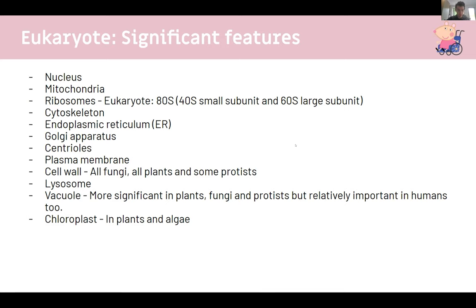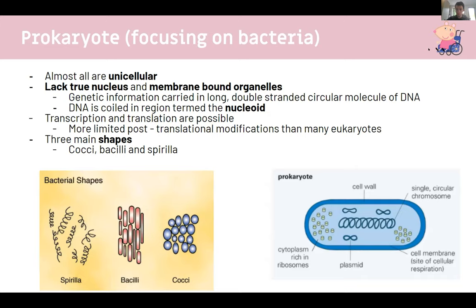Now I'm going to talk about some prokaryotes. I am going to be focusing on bacteria and not protozoa or other things like that. Almost all prokaryotes are unicellular. They lack a true nucleus and membrane-bound organelles, as we talked about before. Genetic information is carried in long double-stranded circular molecules of DNA. DNA is coiled in a region termed the nucleoid. This nucleoid is just a vague region.